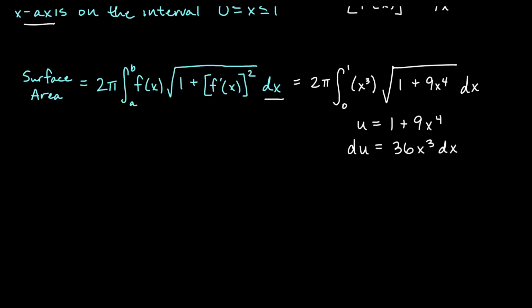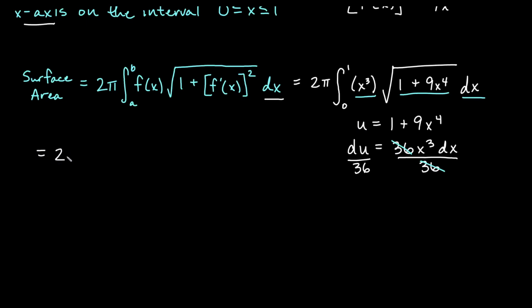Okay, so if we now think about what's going on, everything under the root is going to be u, and then what I have outside of the root is x cubed dx, which I don't have exactly, but I could solve for x cubed dx, figure out what I'm replacing x cubed dx with by dividing both sides by 36 in my du equation. And now you can see that x cubed dx is going to be replaced with 1 over 36 du.